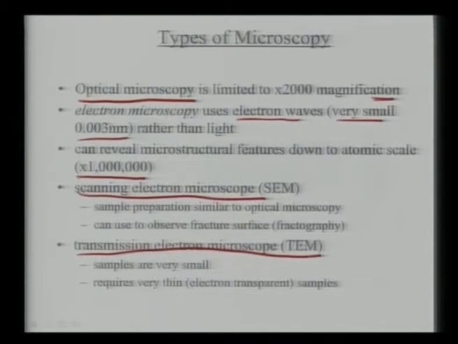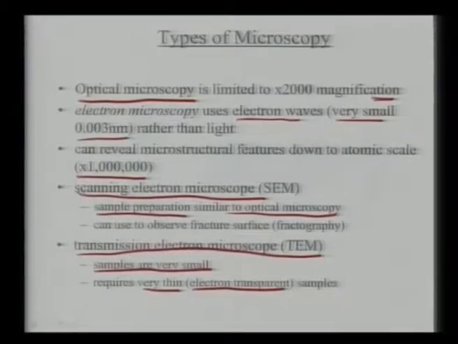Now, scanning electron microscopy is very easy as far as sample preparation is concerned, because bulk samples can be used. For the transmission electron microscope, the samples need to be very thin, and these thin samples are required because they should be electron transparent. That is one of the important criteria for samples used in the transmission electron microscope.